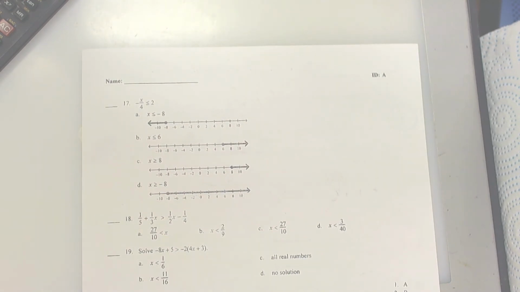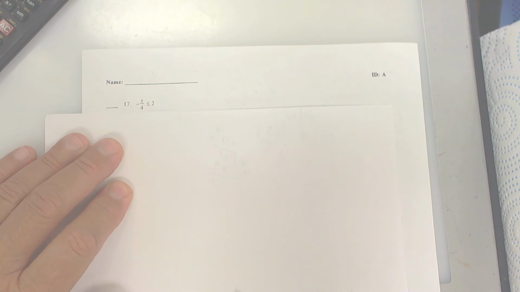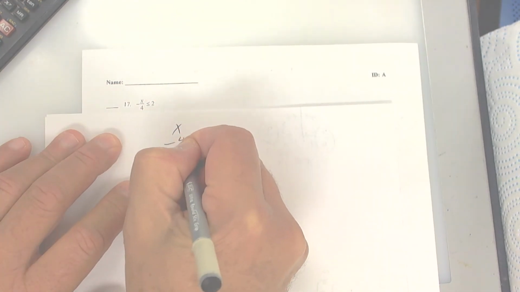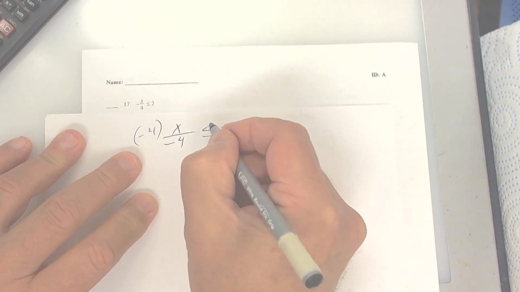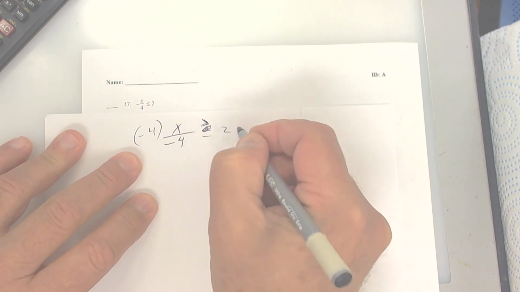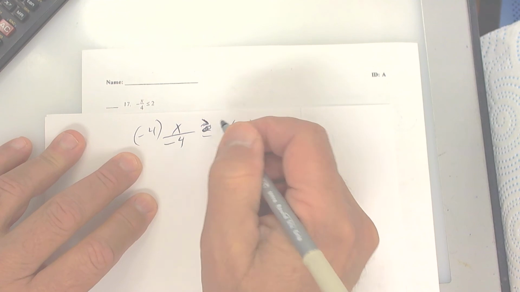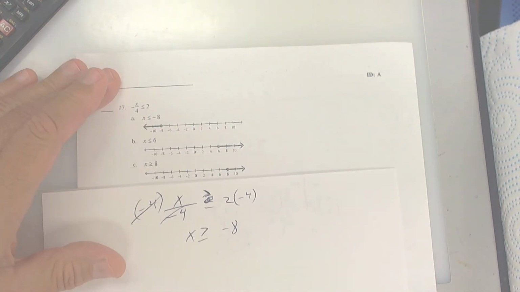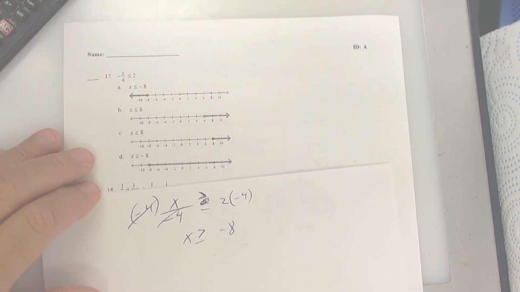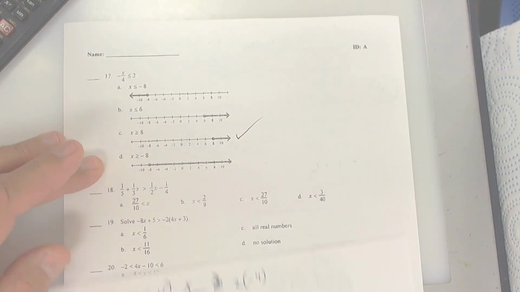All right, 17. All right, now watch how you do this one. You might want to put a star by this one. Move the negative with the 4. And what you want to do is multiply by a negative. Remember, as soon as you multiply with a negative, you got to change the direction. So this cancels. So x is now greater than or equal to -8. And we're looking for greater than or equal to -8. It'd be that one.